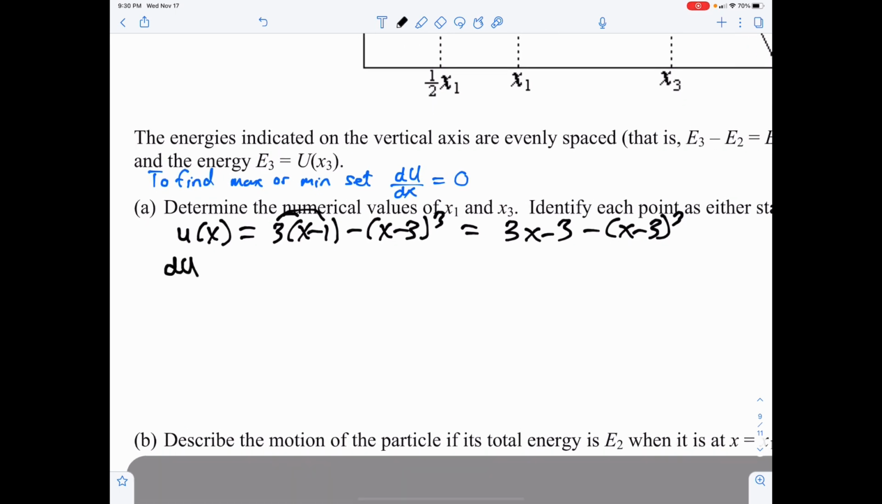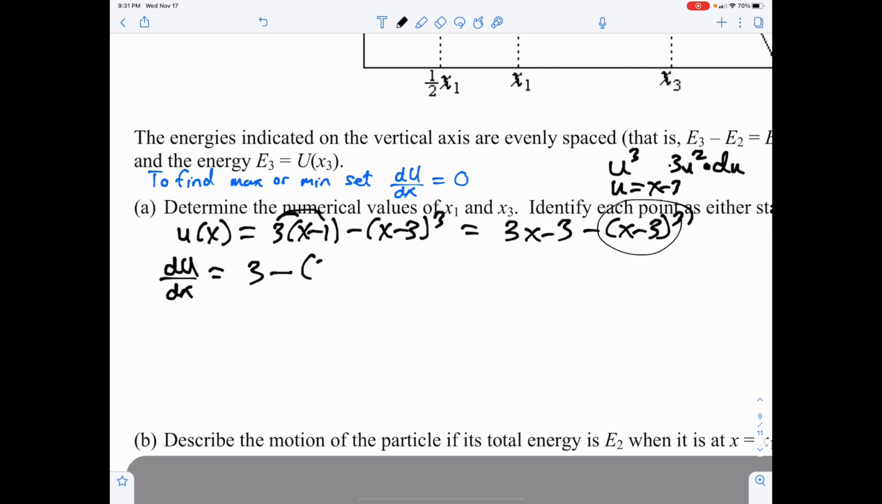So du/dx would be 3. The derivative of 3x is 3. The derivative of 3 is 0. So we have 3 minus, now we're going to do the chain rule of this. We're thinking of this as like u to the third power, where u is that function of x minus 3 on the inside. The derivative of u to the third power is 3u squared times the derivative of what's inside, which would be du. That's how we do chain rules: the derivative of the outside function, holding the inside function fixed, times the derivative of the inside.